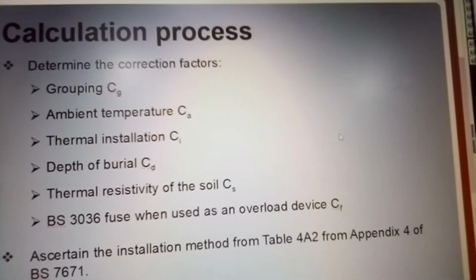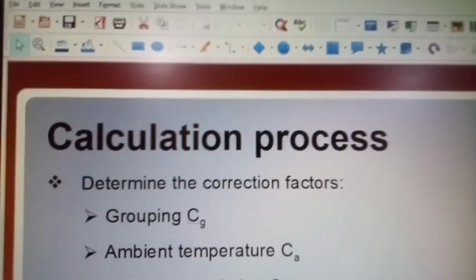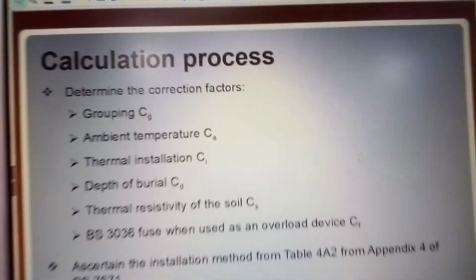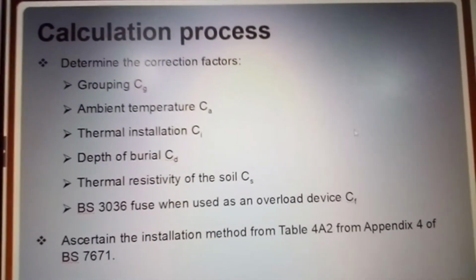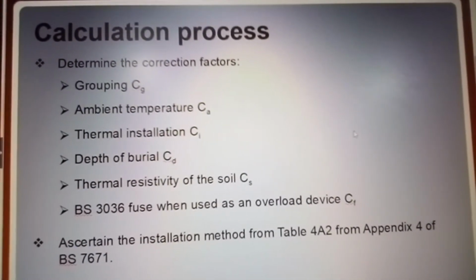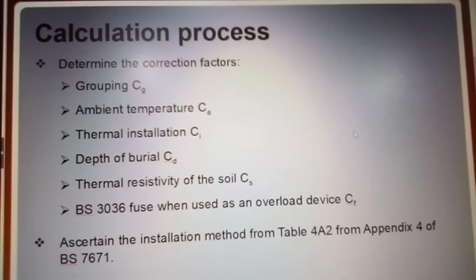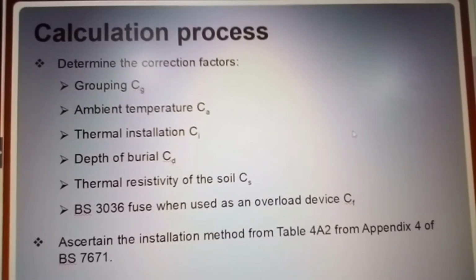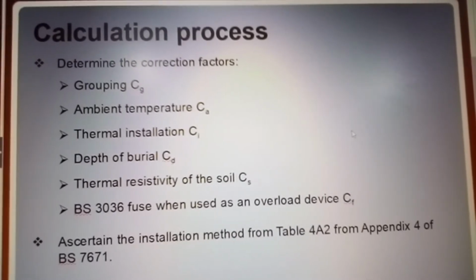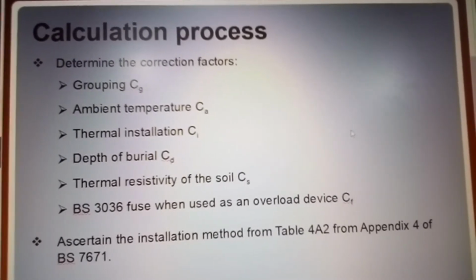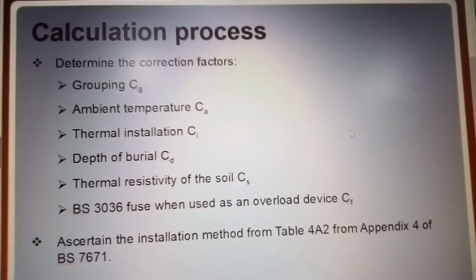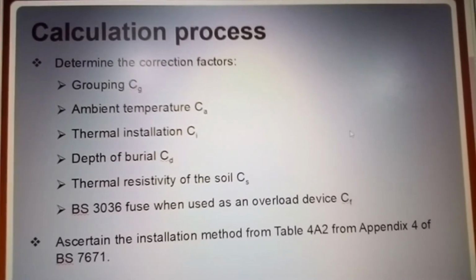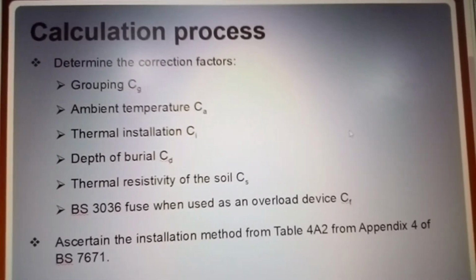Right, calculation process continues. Determine the correction factors: grouping CG, ambient temperature CA, thermal insulation CI, depth of burial CD, thermal resistivity of the soil CS, BS3036 fuse when used as an overload device CF.